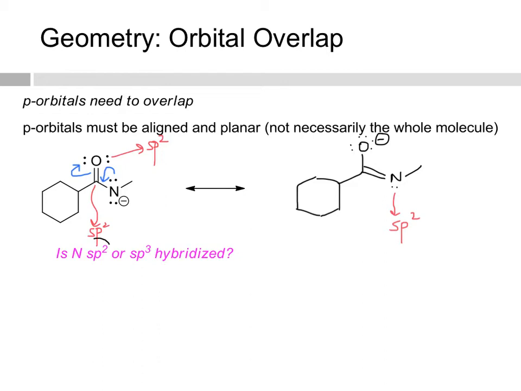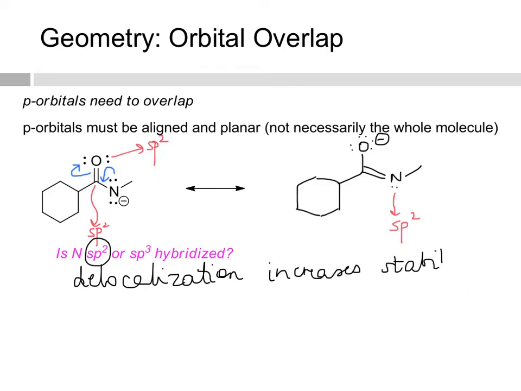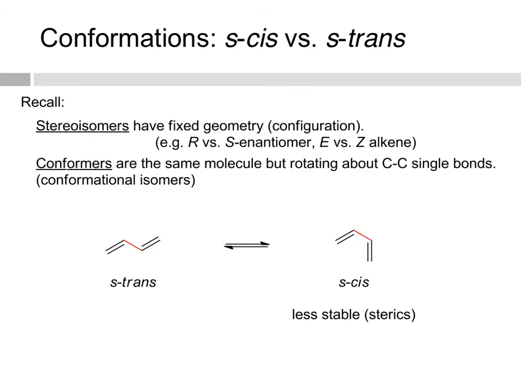Our nitrogen chooses to be sp2 instead of sp3 hybridized because delocalization stabilizes the system. So you have delocalization of electrons in a conjugated system, and that increases stability. Now let's talk about conformations.